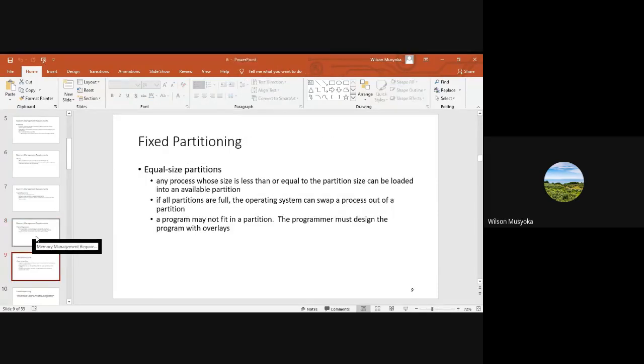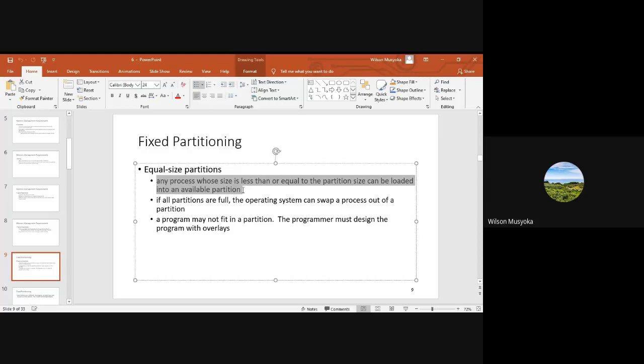So how is this memory organized? We can have what we call fixed partitioning. This was an old school method of memory organization, whereby memory is divided into equal size partitions, and each of those partitions can be assigned to a program. Any process whose size is less than or equal to the partition can be loaded.